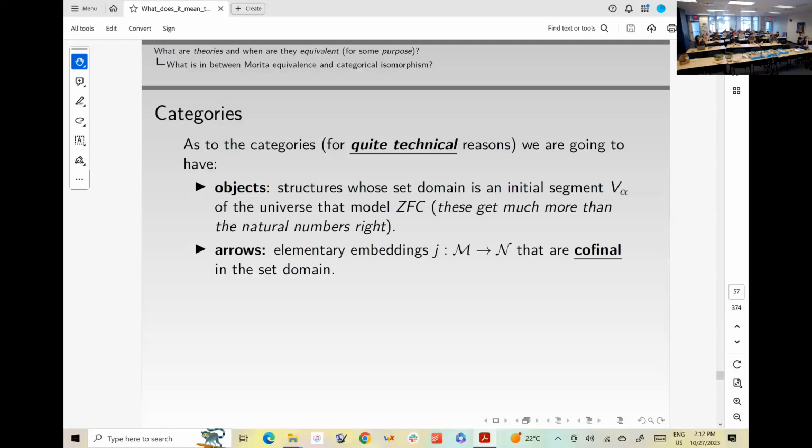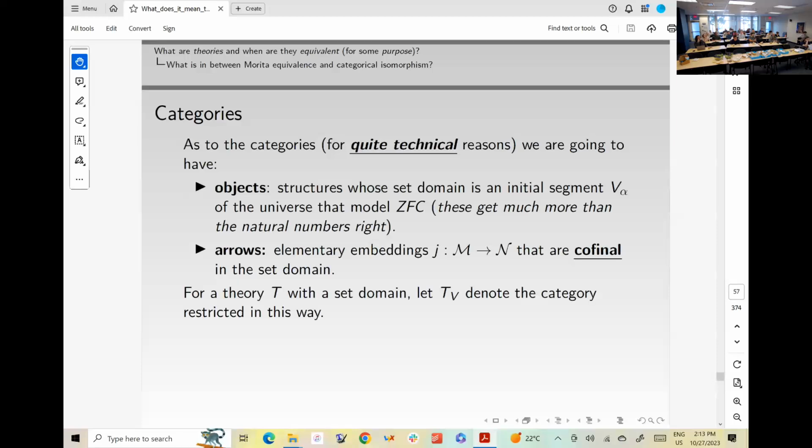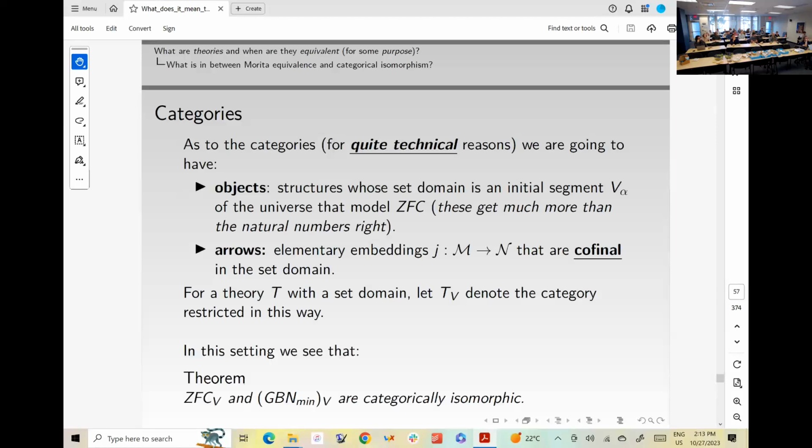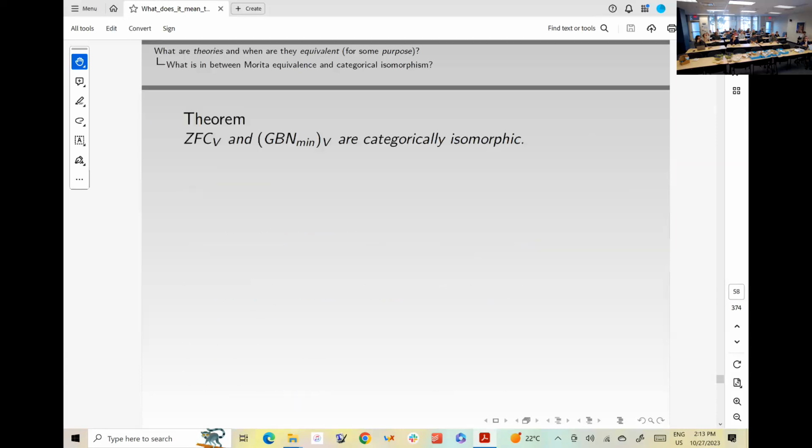The thing we have to do a little bit of work with, though, is ordinary elementary embeddings won't work. So there's a technical thing that I have to take care of. So I'm going to use what are known as cofinal elementary embeddings. The key thing here is that in a set domain, if you go from N to N, the range of this function has to be unbounded in the domain. So that'll be put to the side. Okay. For a theory T with a set domain, we're going to let T_V, my names are terrible for this, denote the category restricted in this way. Like we had the transitive models of ZFC, this is going to be the V models of T. In this setting, we learn that ZFC_V is actually categorically isomorphic to GBN min_V. Okay. That's kind of nice.